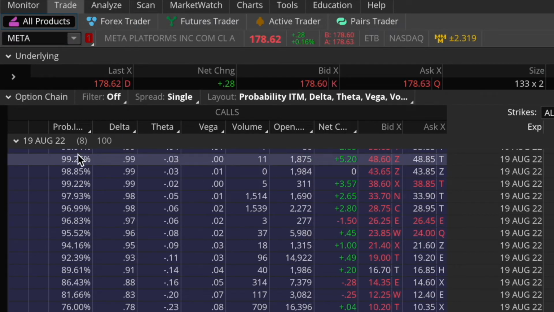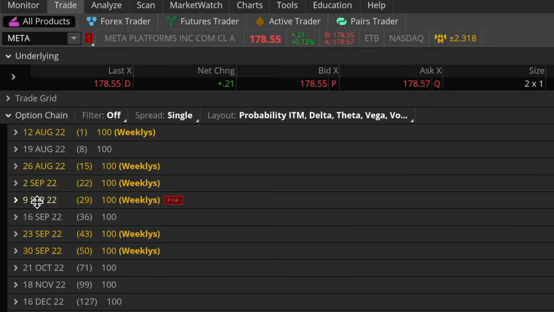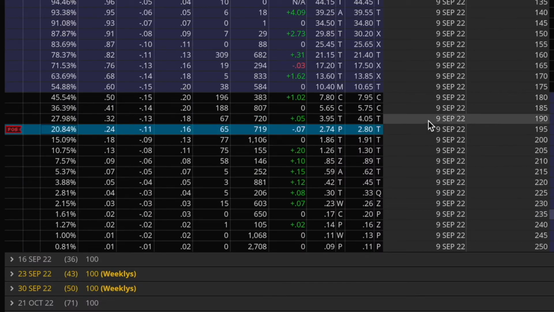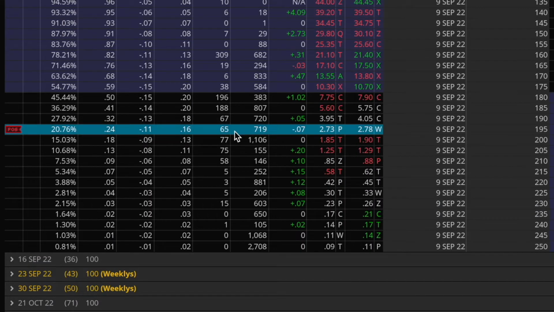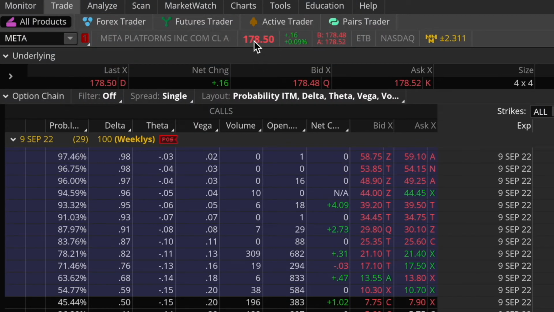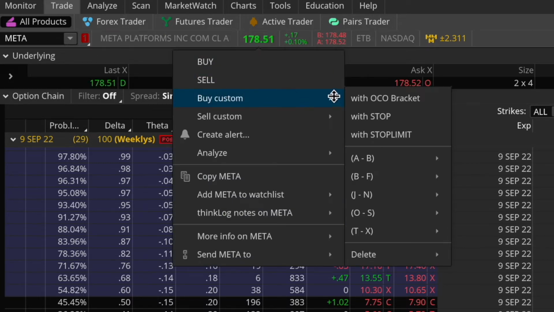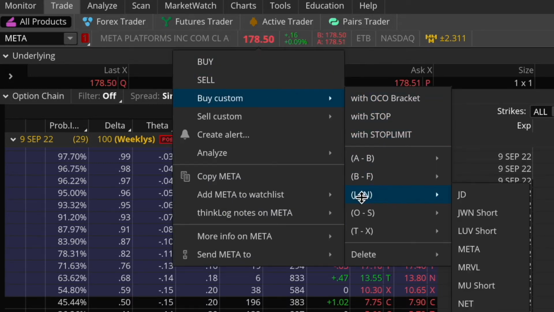And specifically for this trade, I'm in the September 9th weekly expiration with 29 days left to go. So we'll unfold that tab here. And again, right there with the 195 strike is my position. And so now to set up my defense here, I'm going to come up to the top of the screen and click on the current price of Meta Platforms and then go to buy custom and then go down to the J through N category.